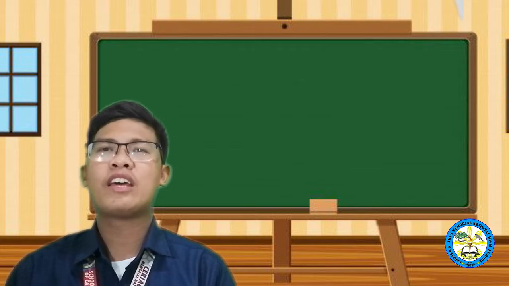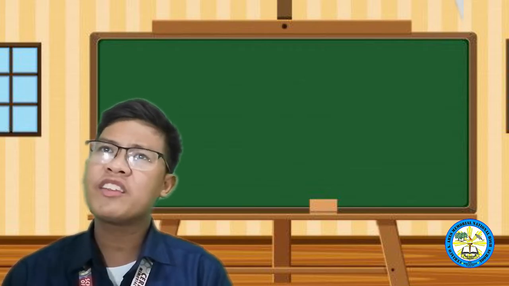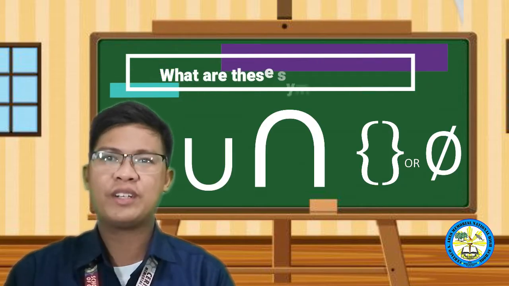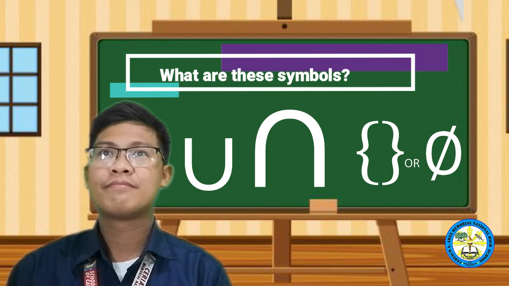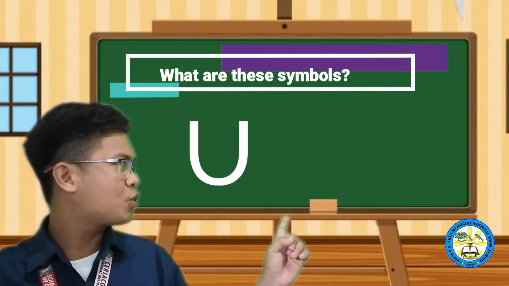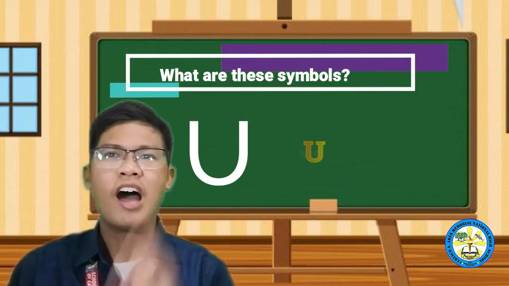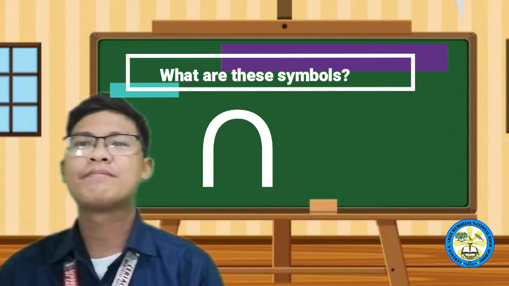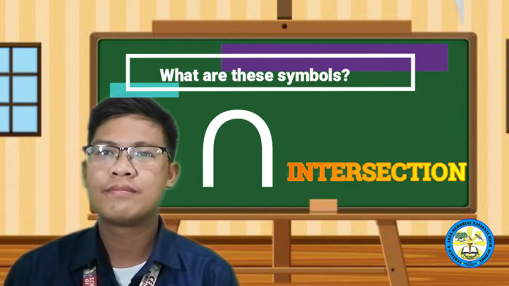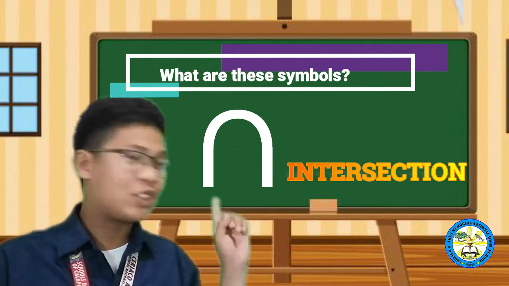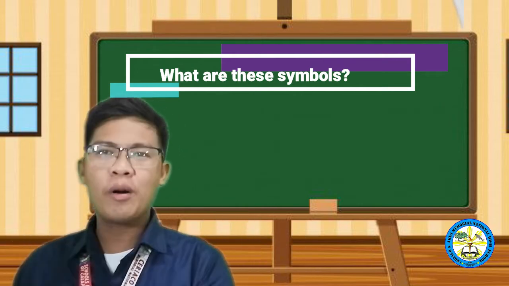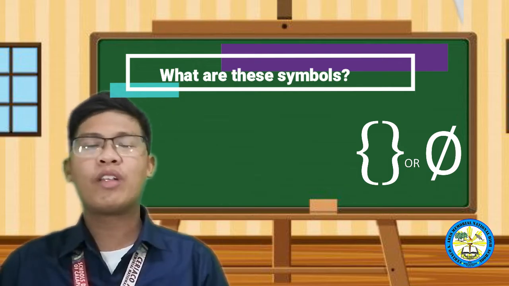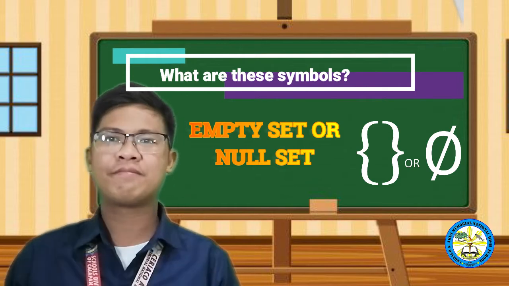Before we proceed with the lesson, let us first try to identify what these symbols are. I will give you 5 seconds to think first. The first one, what is this symbol? That is union. How about the second one? Very good! That is intersection. How about the third one? Alright, this is the empty set or null set.